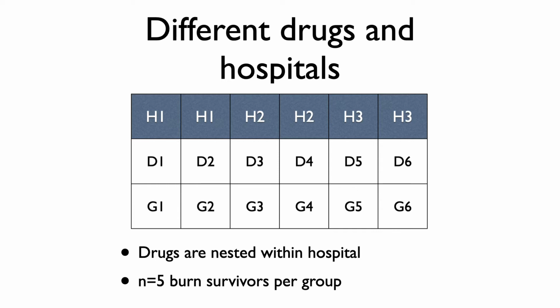So drugs 1 and 2 are in hospital 1, drugs 3 and 4 are in hospital 2, and drugs 5 and 6 are in hospital 3. But, for example, there's no hospital 3 and drug 2. That cell does not exist in this design. Ideally, that's what you would want. But like I said, it's a happy problem that there weren't enough severely burned people to be participants in this study.